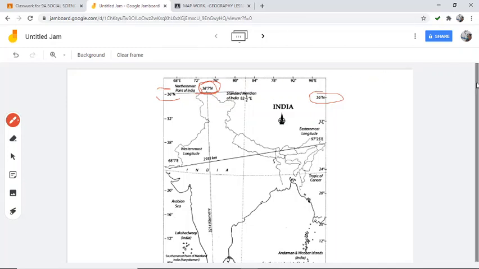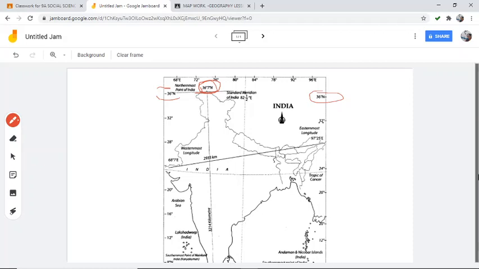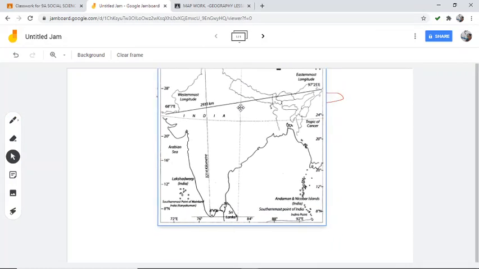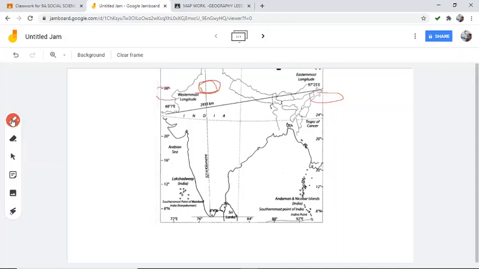Okay, now let's come to the southern part. I'm just taking the southern part here so that you can understand. You see here, the question will be the southernmost latitude of India. Here you can see a line.